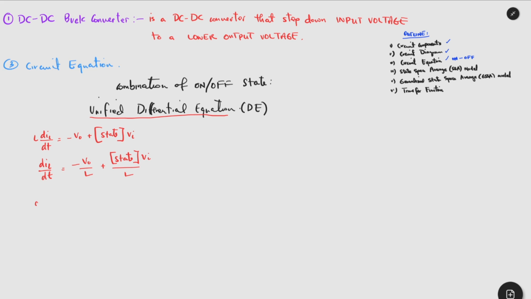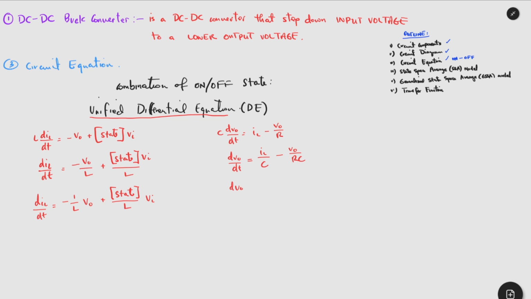So we can simply write dIL/dt, which is now equal to minus 1 on L times V naught, plus the state on the inductor value times the V in. And also we can have C dV naught/dt is equal to IL minus V naught on R. Now we can divide by the capacitor value in this equation. We have dV naught/dt, which is equal to IL on C minus V naught over RC.